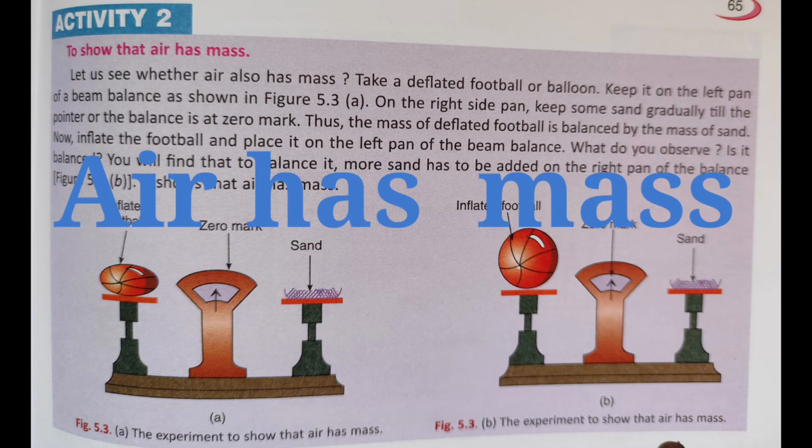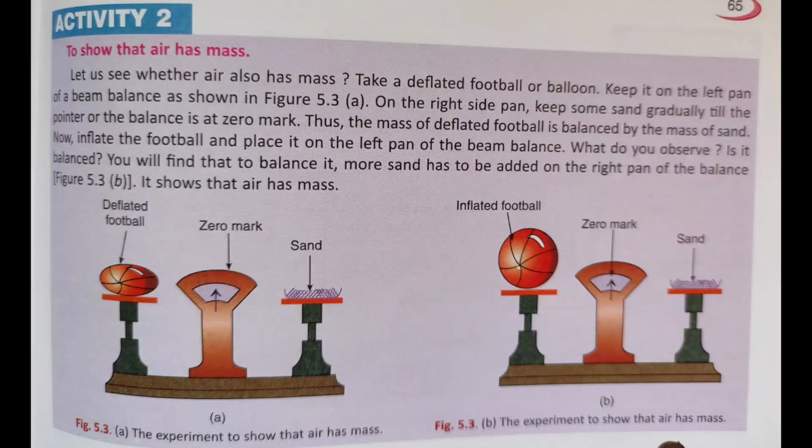Air has mass. We can also prove it with an experiment. Let us see whether air also has mass. Take a deflated football, keep it on the left pan of a beam balance as shown in the figure. On the right hand side pan, keep some sand gradually till the pointer of the balance is at the 0 mark. Thus, the mass of the deflated football is balanced by the mass of sand.